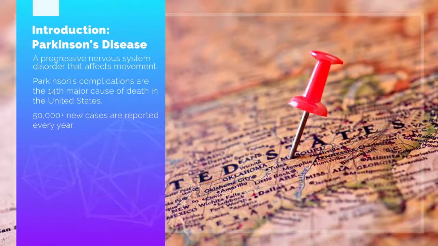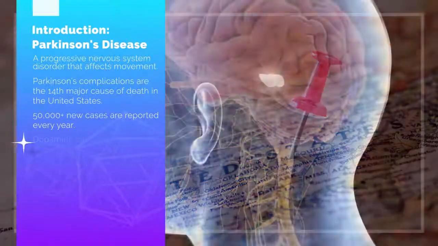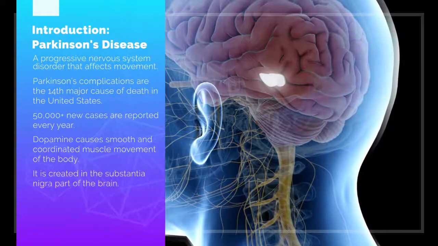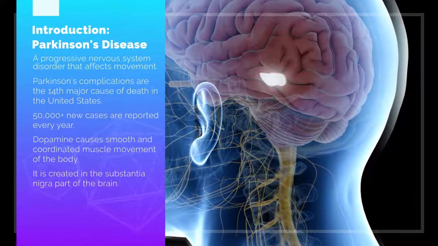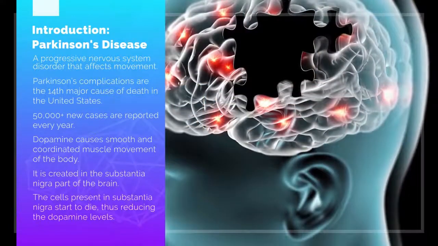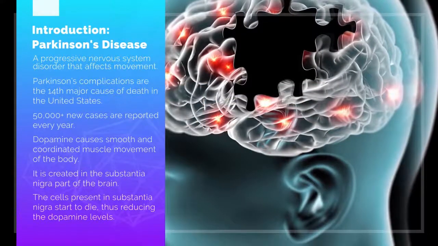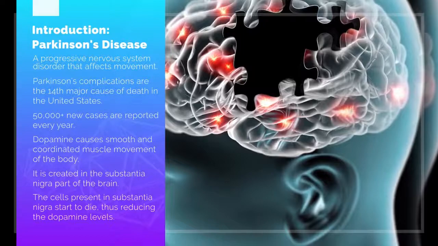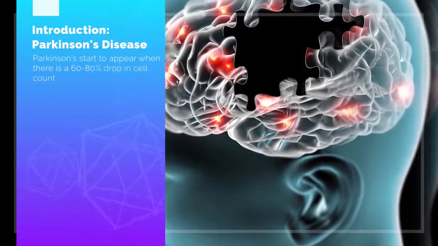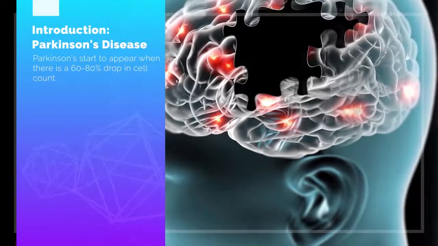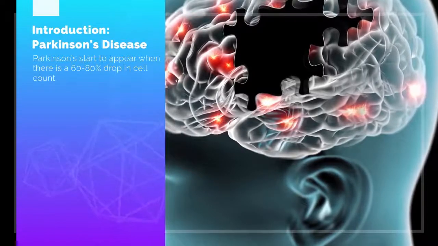Smooth and coordinated muscle movement of the body is caused by dopamine, which is created in the substantia nigra part of the brain. In Parkinson's, the cells present in substantia nigra start to die, thus reducing the dopamine levels. When they have dropped 60 to 80%, symptoms of Parkinson's start to appear.